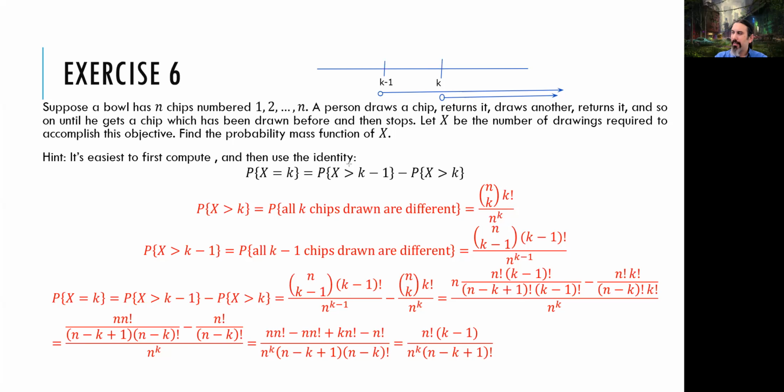Then I can find this one as well. X is greater than k minus 1. Okay. This says that all k minus 1 chips are different. So instead of k in this formula, I can just write k minus 1, the same formula, just write k minus 1. Okay. Then I will just subtract them from each other. When you subtract them from each other, you can just open up the combinations and simplify all the values and factorials, etc. And then you get this one. This is the probability that you're looking for.